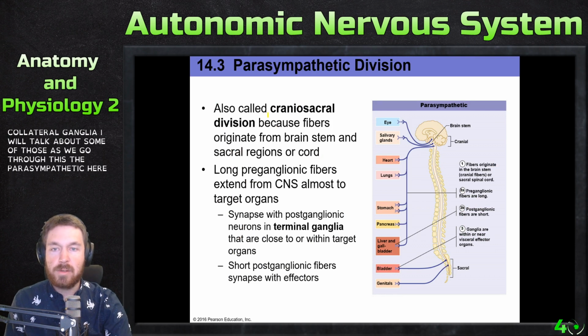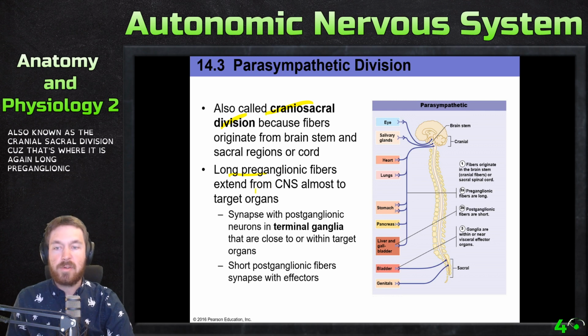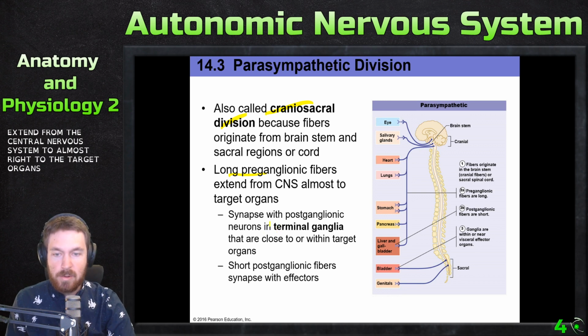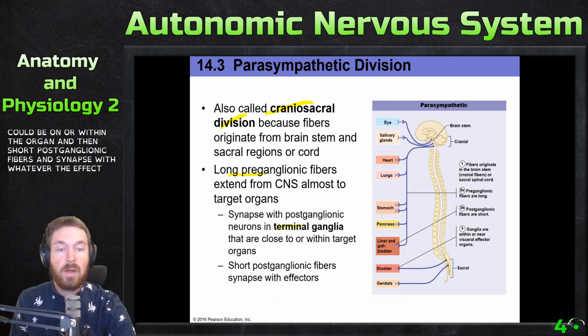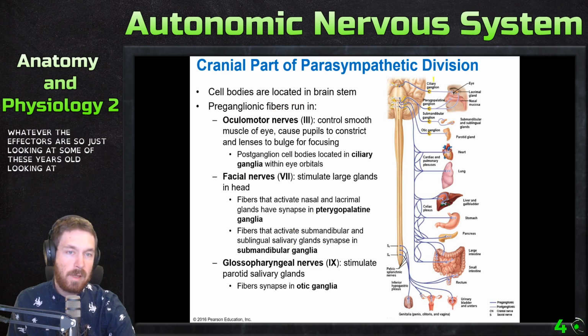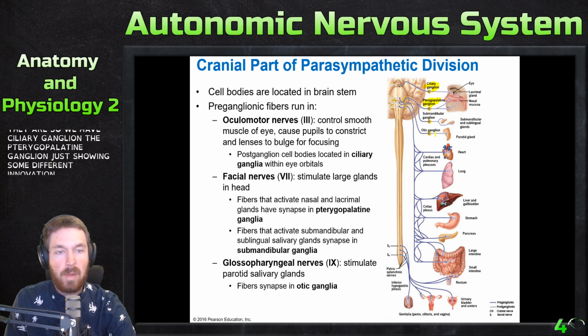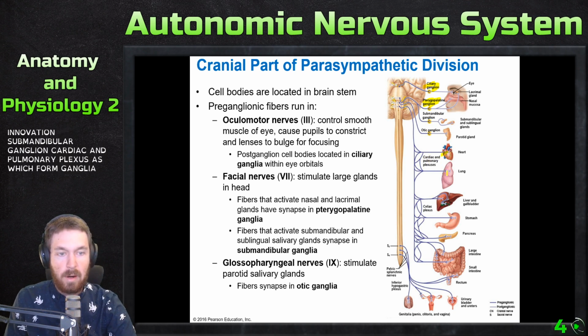So parasympathetic here, also known as the craniosacral division, because that's where it is. Again, long preganglionic fibers extend from the central nervous system almost right to the target organs, and synapse with the neurons in terminal ganglia that could be on or within the organ, and then short postganglionic fibers synapse with whatever the effectors are. The ganglia are named based on where they are. So we have the ciliary ganglia, the pterygopalatine ganglia, and just showing some different innervations, submandibular, otic ganglia, cardiac and pulmonary plexuses, which then form ganglia near the heart and the lungs.